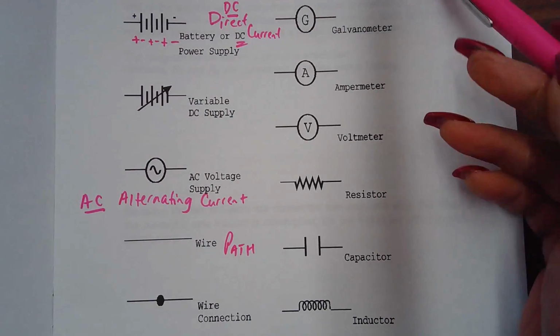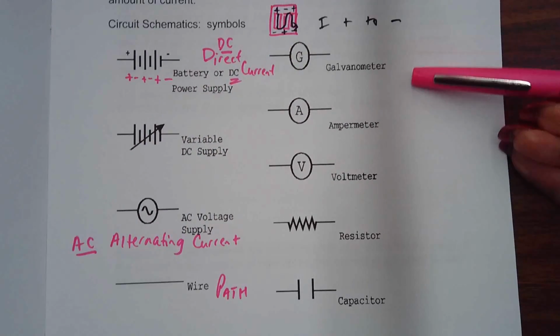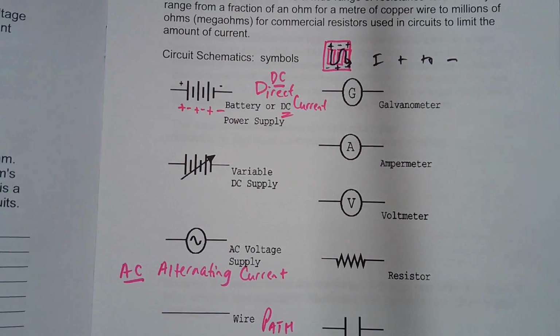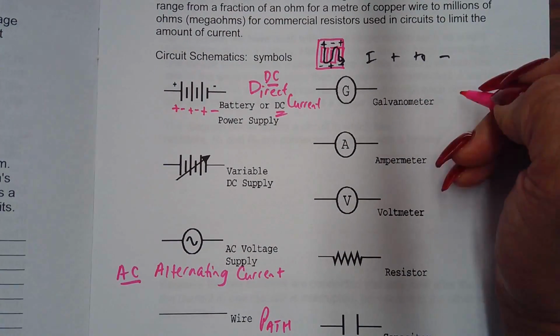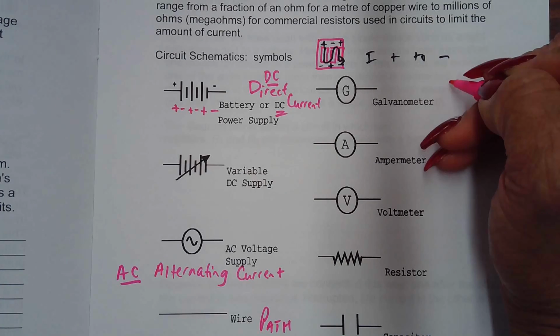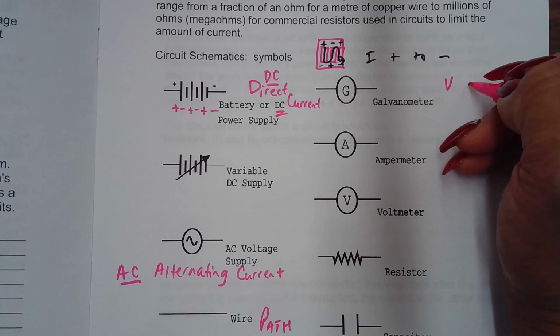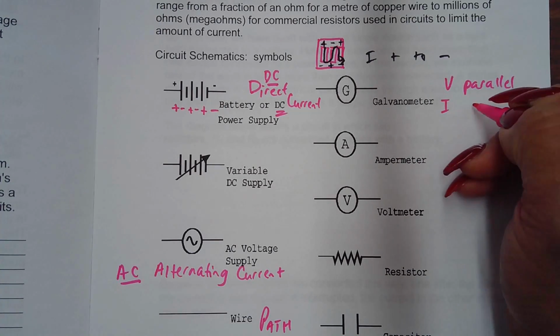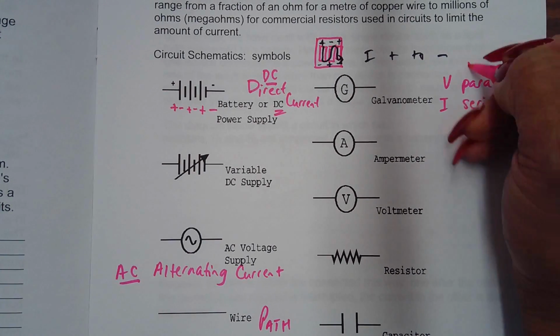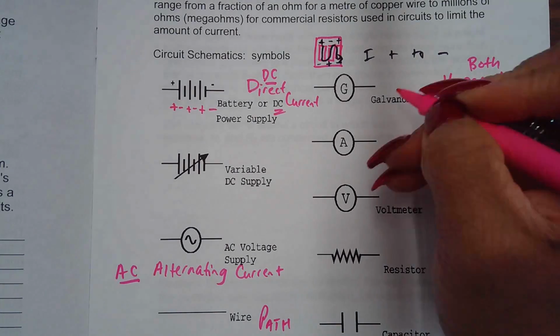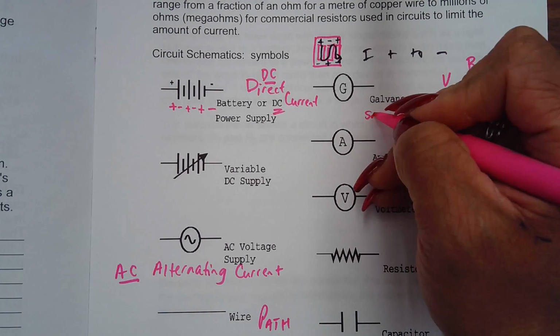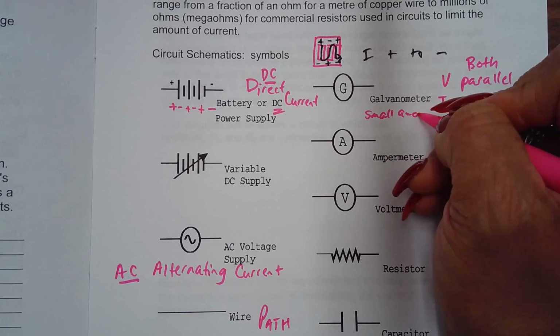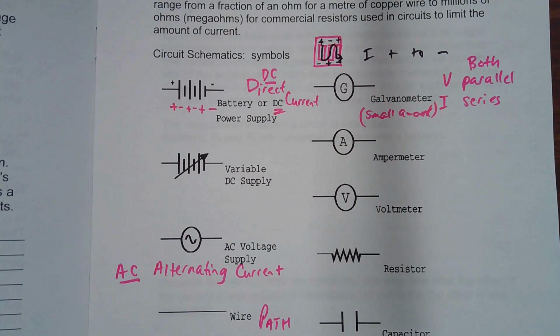All right, so some of the things here that we use to measure things, okay? There's a galvanometer, you're gonna see that. Galvanometer is great for measuring voltage if it is connected in parallel, and it can measure current if it is connected in series. So it can measure both, but galvanometer is good only for measuring small amounts. So I'm not going to use a galvanometer if I'm measuring the volts coming out of the wall, for example, because that's 120 volts and high amps, right?